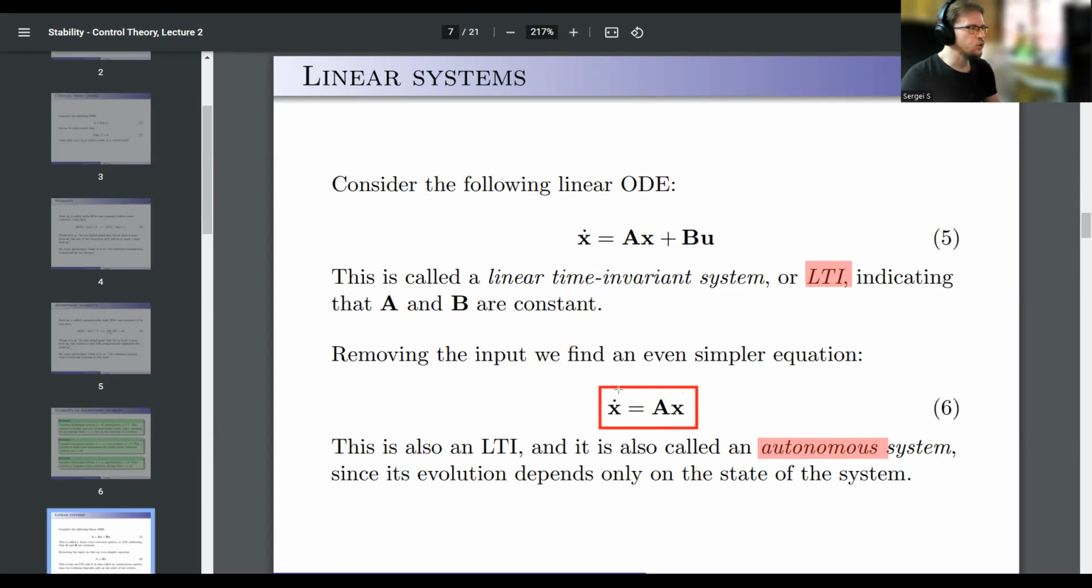So you can see, in order to compute X dot, you only need to know X. There is nothing else that you need to know to compute X dot. That is what it means to be autonomous. In our physical world, we often like to think of things as autonomous.